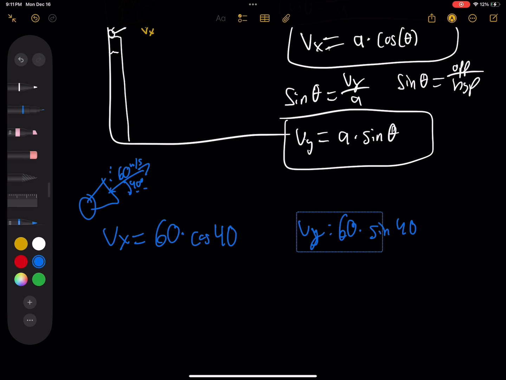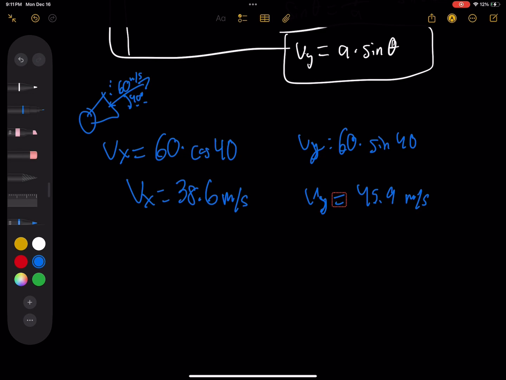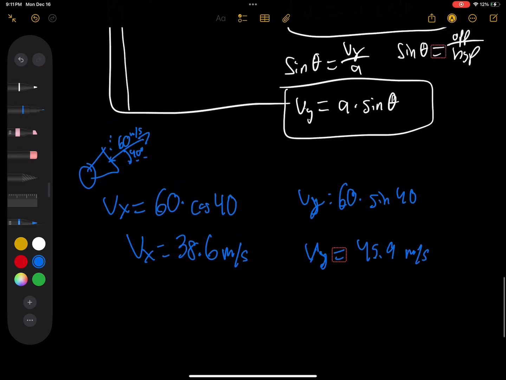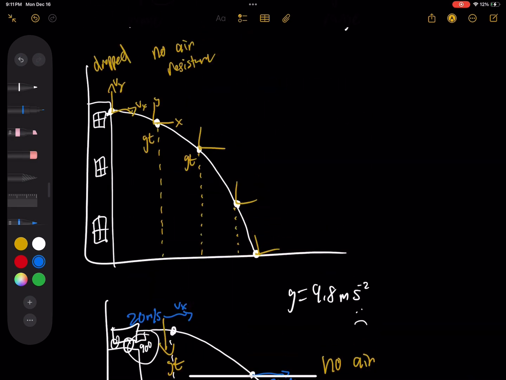Put that into your calculators, and you're going to get Vx is equal to 38.6 meters per second, and then Vy equals 45.9 meters per second. Meters per second, not whatever that W was. So now you know what the components are, and you can use those components like we were doing earlier to find out the velocities at the different points, which we're going to do an example of.